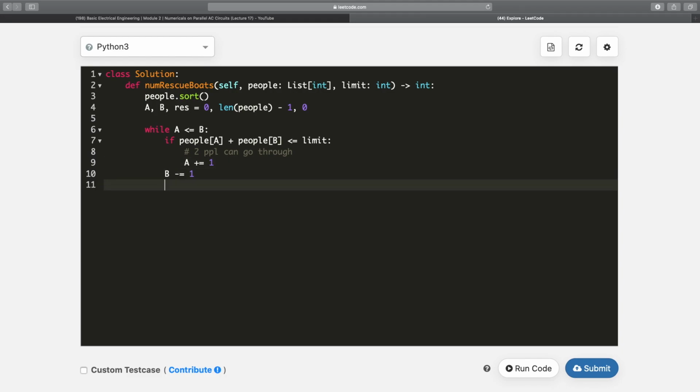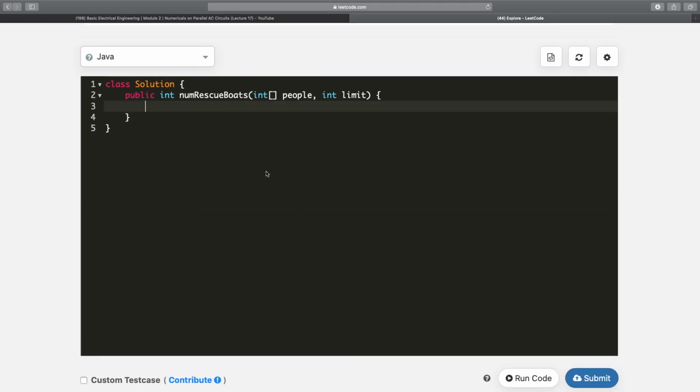And at the very ending, we need to increase the number of boats we have. So result plus equals 1. And at the very ending, all we need to do is return our result, and that should be it for our solution. Okay, so from now on, I'm also going to try to include a solution in Java.